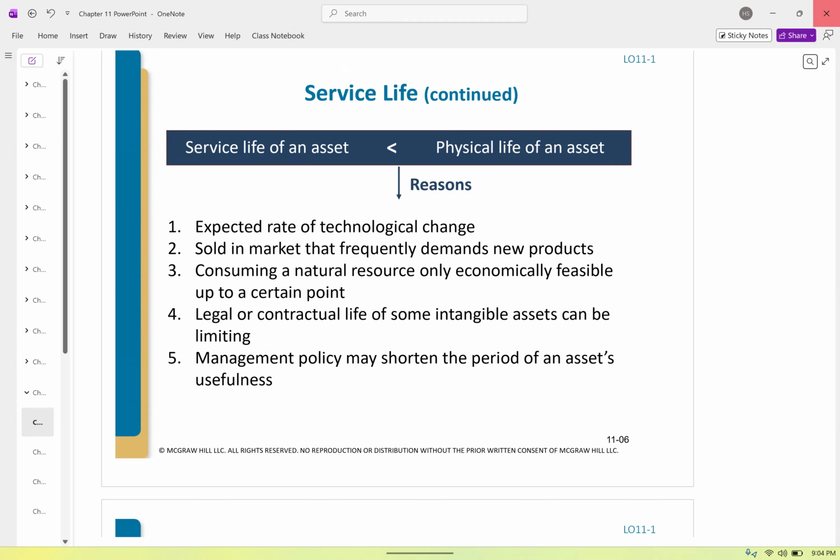Okay. Consuming a natural resource is only economically feasible up to a certain point. Okay. So there might be 10,000 tons of ore, but they may only be able to get to 9,000. Okay. We're going to use 9,000. We're not going to use the 10,000 because we're not going to be able to get the other 1,000.